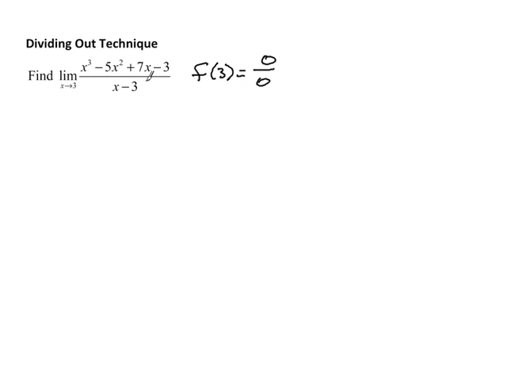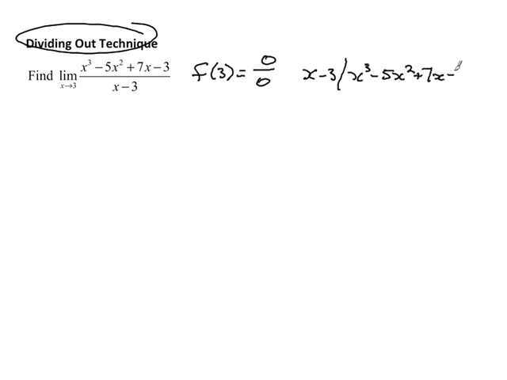I suppose there's a couple different techniques you could try to use to factor this thing out. Nothing looks really good to me off the top of my head. So what I'm going to do is long division, hence the dividing out technique. I'm going to take x minus 3 and simply divide it into x cubed minus 5x squared plus 7x minus 3. Do long division of polynomials.